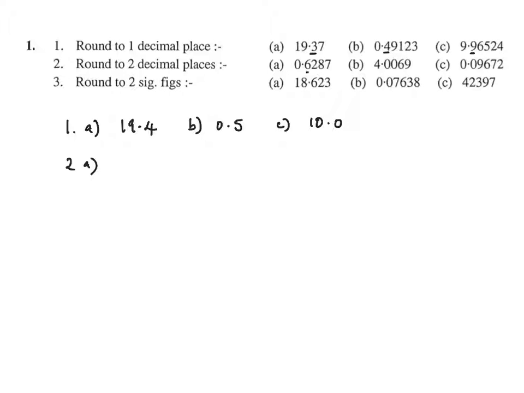Two decimal places. If I underline the 6, 2, the 87 rounds the 2 up to a 3. Underline these two, the 69 rounds the second 0 up to a 1, so 4.01. And part C. The 672 rounds the 9 up, and we get 0.10.